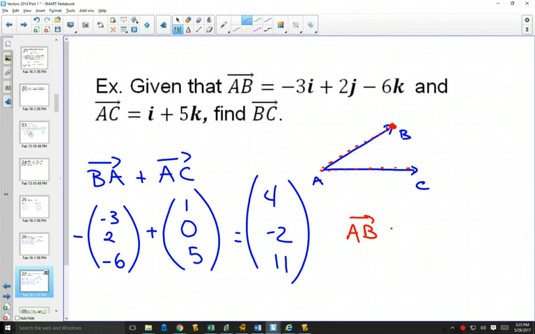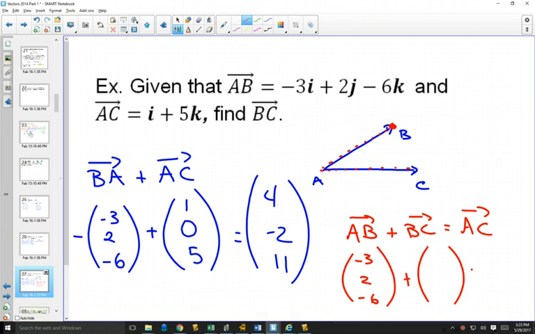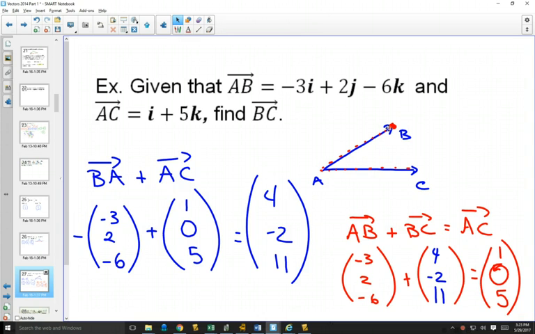Some of you might have set this up as the following. Did anybody do it this way? A to B plus B to C is equal to A to C. And if I know that A to B is this, and it's going to equal 1, 0, 5, what would have to be in there to make it work? How many people did it that way? Kind of did it that way? And then seeing that, oh, this has to be a 4, this has to be a negative 2, and this has to be 11 in order for it to work.